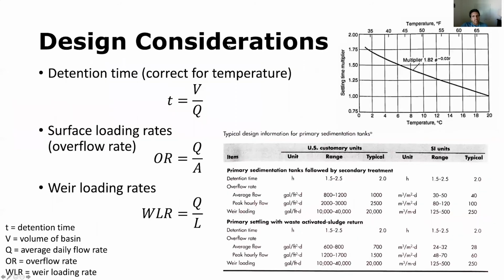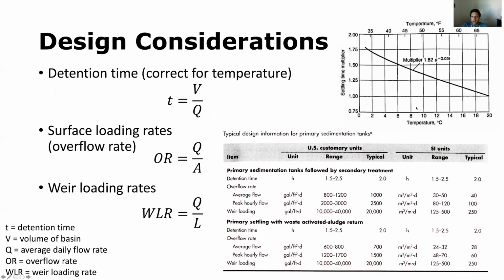All right, so again, design considerations for clarifiers, and this is very similar to what we saw with water treatment. We've got the detention time, which is equal to the volume divided by the flow rate, just like in our previous examples, right? And we should correct the detention time for the temperature. So typically we would want to have about 2 hours of detention, but if we're operating at a colder temperature, we might choose a different detention time.